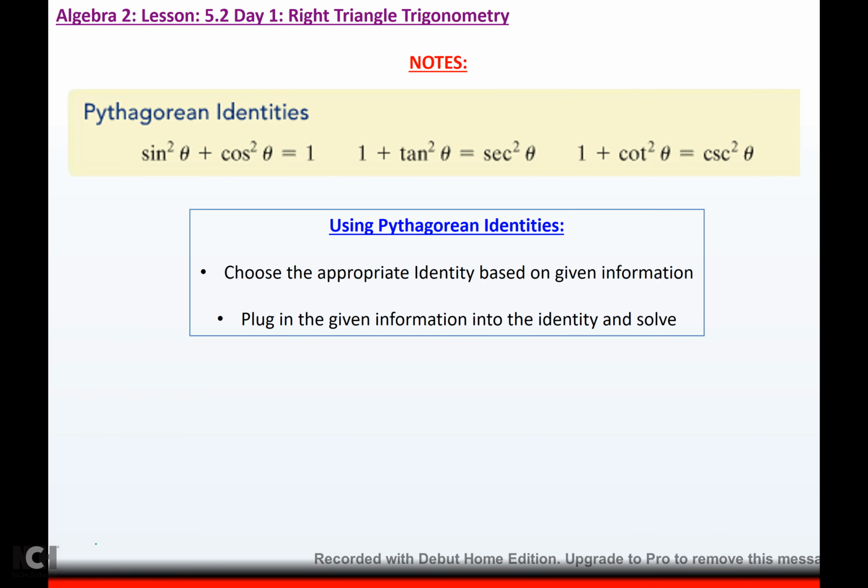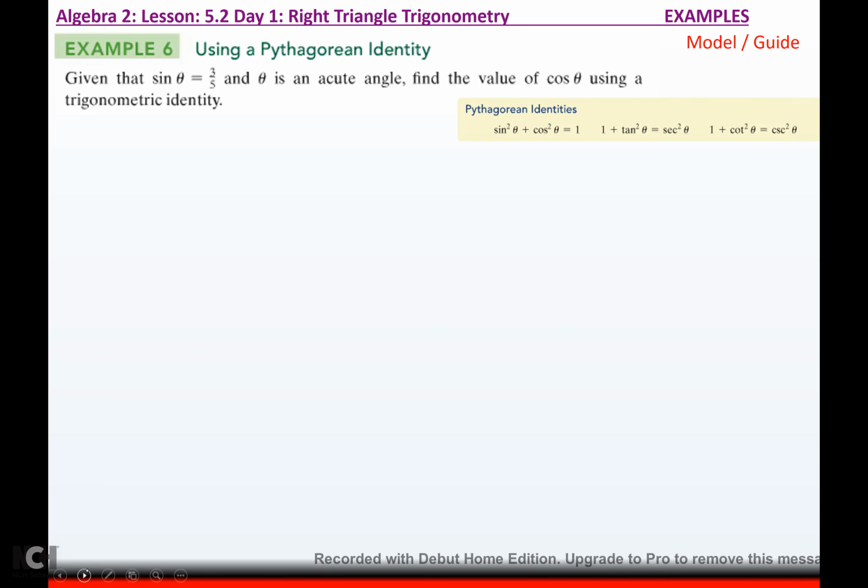Alright, Pythagorean identities. This is the most famous one. Sine squared theta plus cosine squared theta equals 1. Anytime you see a sine squared plus a cosine squared, you can replace that with 1. Alright, so it says, given that sine theta is 3/5 and theta is an acute angle, find the value of cosine using a trigonometric identity.